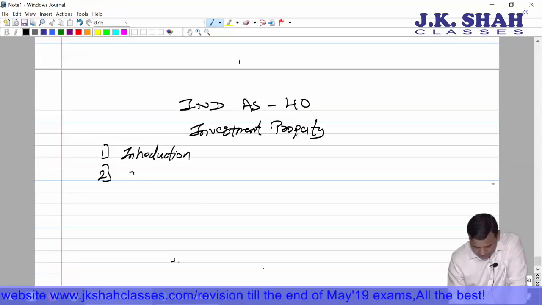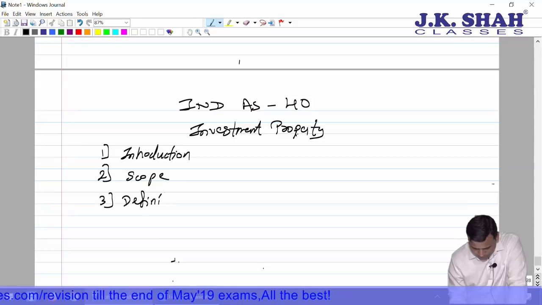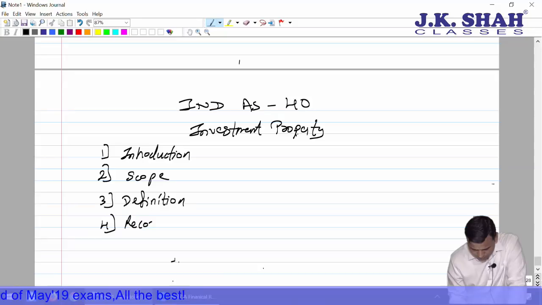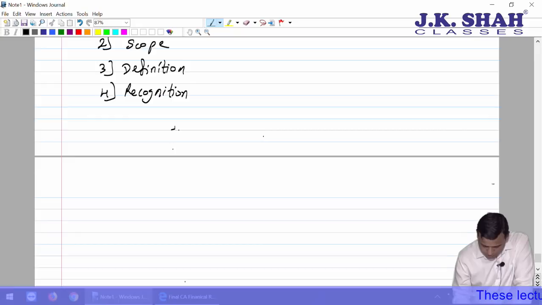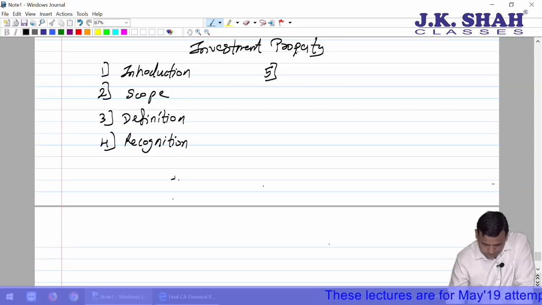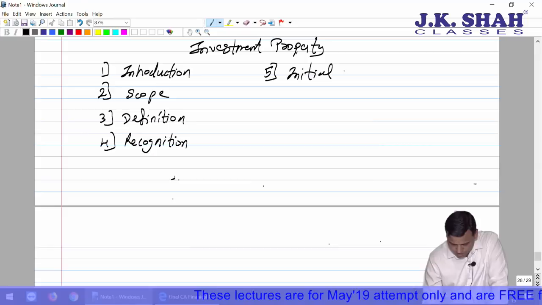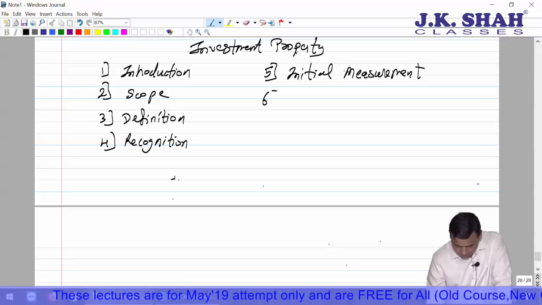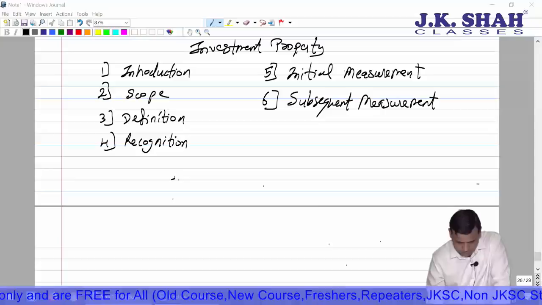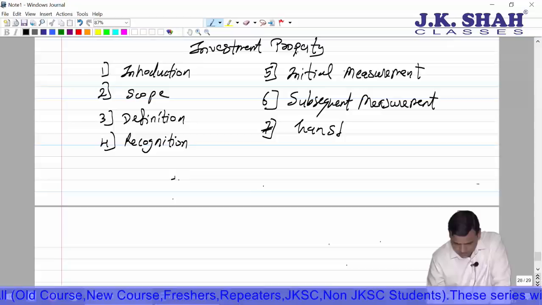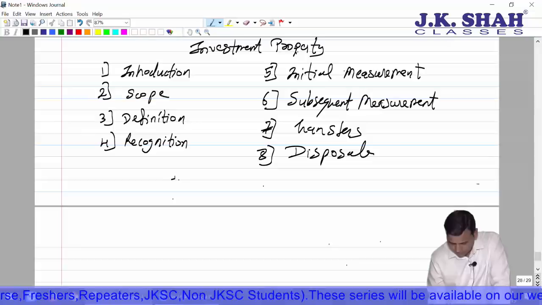Why this standard was there? The scope of this standard, the definition, recognition, initial measurement, subsequent measurement, transfer, disposals. Yeah, these are the areas I'm going to discuss.